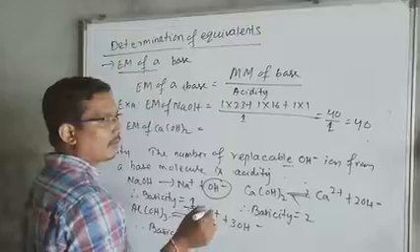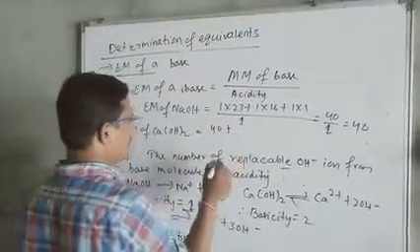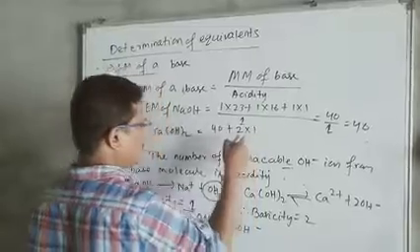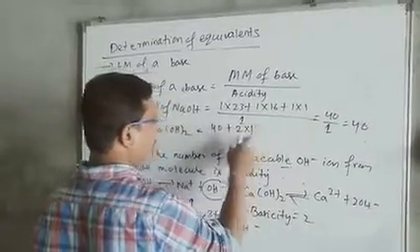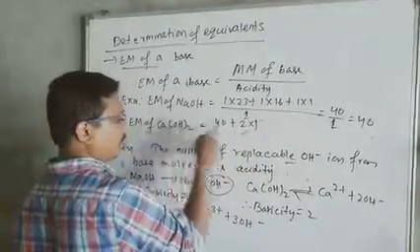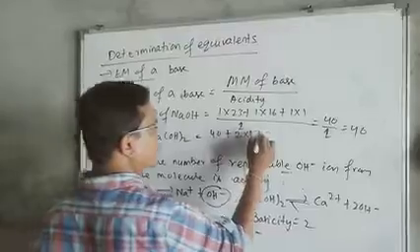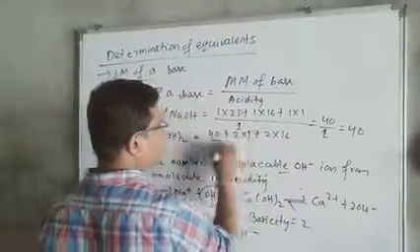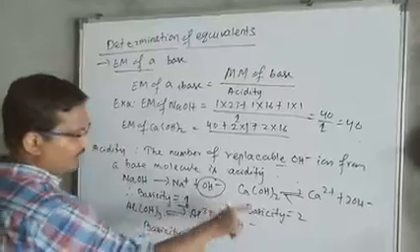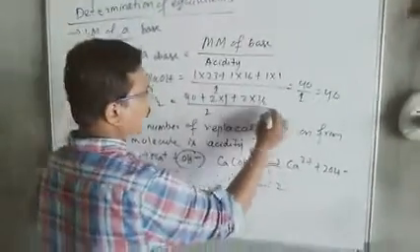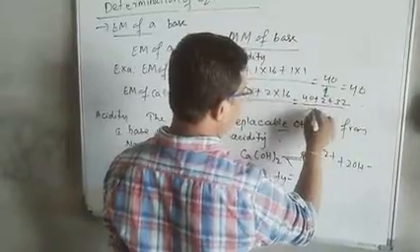Calcium has atomic number 20, and its mass is 40. So 40 plus 2 into 1, where 1 is the atomic mass of hydrogen and 2 is the number of hydrogen atoms, plus 2 into 16, divided by the basicity of calcium, which is 2.